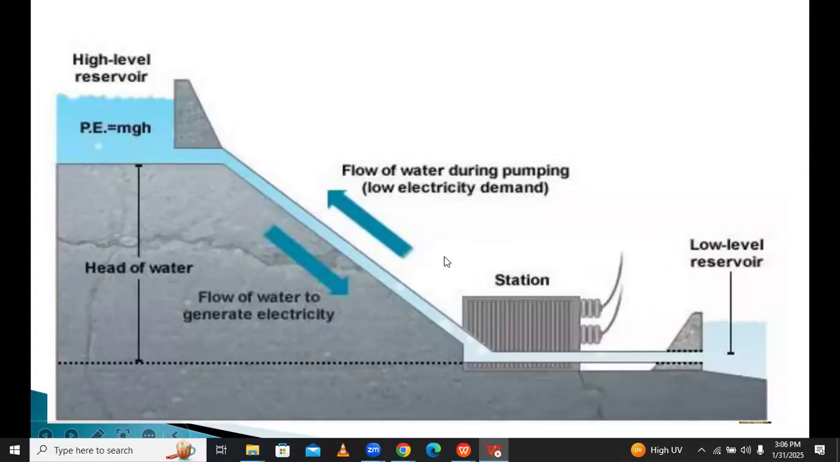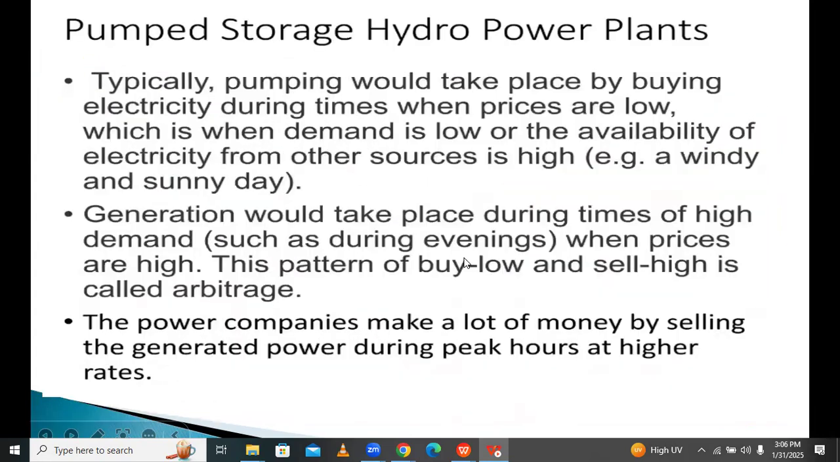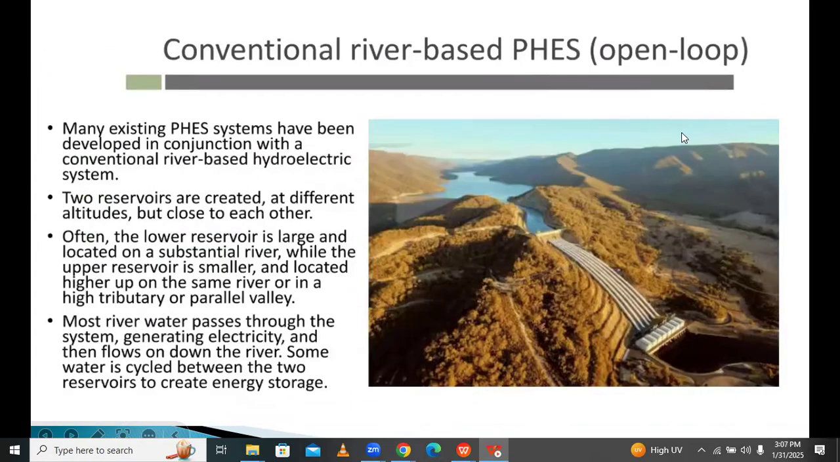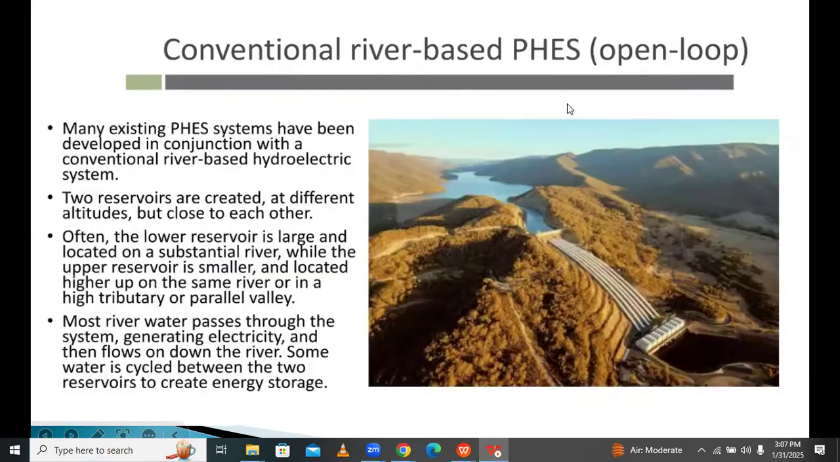This is another way of diagram representation. What are the main components of pumped hydro storage systems? The upper reservoir and lower reservoir, and what is the use of these two, plus the penstock and powerhouse. Then the classification of pumped hydro storage systems: open loop and closed loop. Open loop is conventional river-based PHS, and off-river based is called closed loop pumped hydro storage.